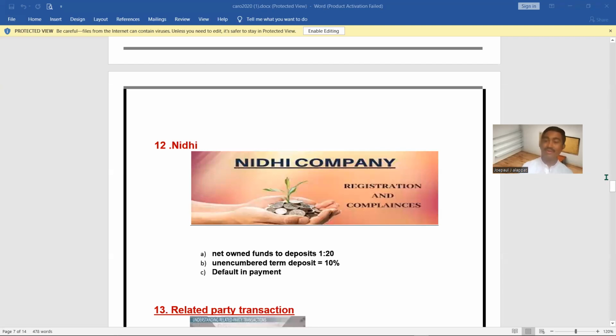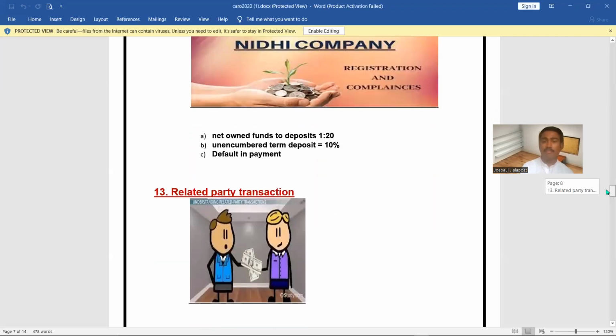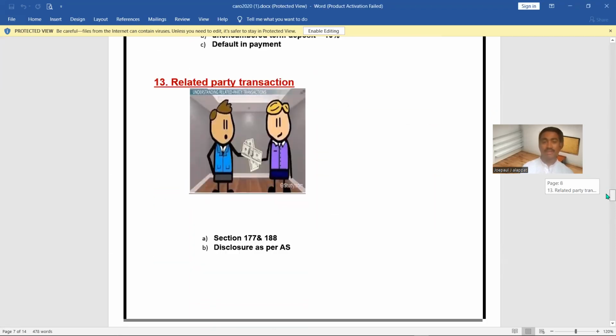Now, we are going to the next clause, related party transaction, guys. For related party transaction, in the Companies Act, there are some sections, 177 and 188. You just have to see whether these sections are complied or not. Then you have to see whether these transactions are disclosed or not. That's all. 177, 188, disclosure. I'm not explaining too much, guys.